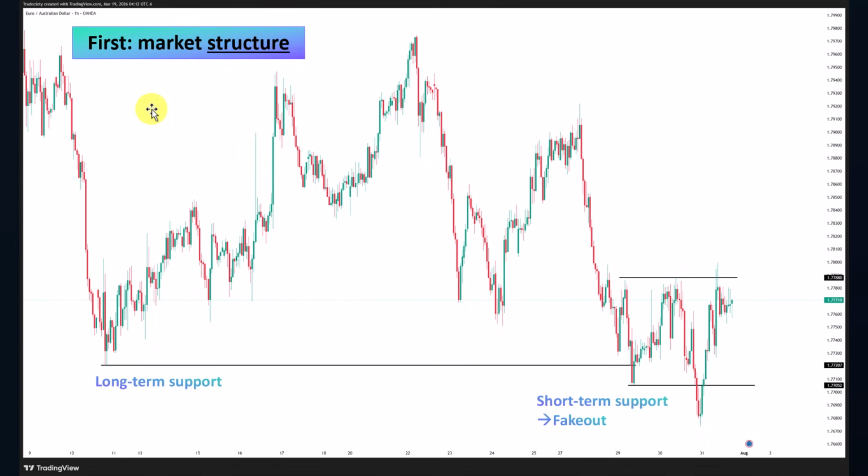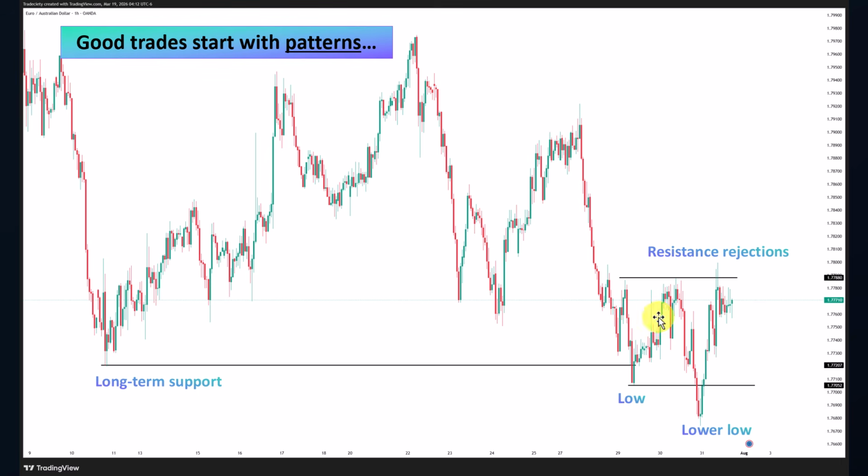So when we look at this chart, the first thing that we want to do is look at market structure. Overall, although the market has been in a range, we want to focus on the outer boundaries. So we have a long-term support here, a long-term resistance, but since the price has arrived at long-term support, we want to focus on that. And whenever you see that the price is reaching short-term and long-term support at the same time, this should catch your attention. What we also see is that the market has faked out the short-term support.